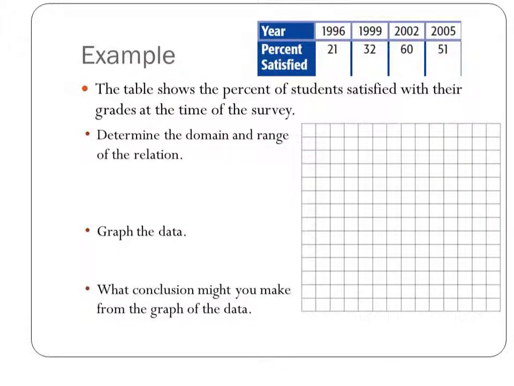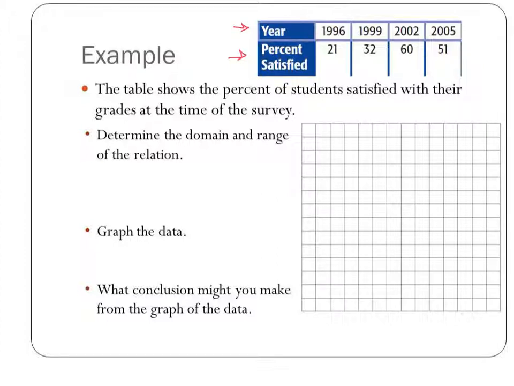All right, so we have a table that shows the percent of students satisfied with their grade at the time of the survey. Determine the domain and range of the relation. So the domain is the x's, range is the y's. So which one is x, which one is y? Well, one way you could look at it is it always gives you x first and then y. I shouldn't say always. Most of the time it does. So there's one way to look at it. Always x is first, then y.